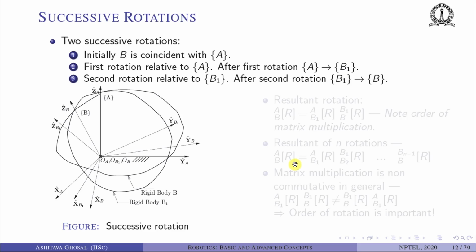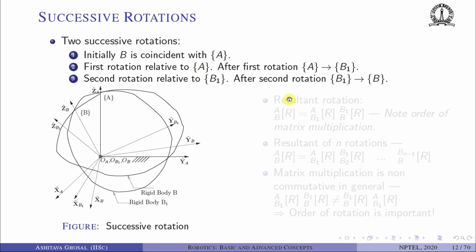Now let's look at one more important concept, which is of two successive rotations. So what do we mean by two successive rotations? Initially we have a rigid body B which is coincident with the A coordinate system. The first rotation is relative to A. After the first rotation, the coordinate system A goes to B1. The second rotation is relative to B1, the new coordinate system B1, not with respect to the original A coordinate system.